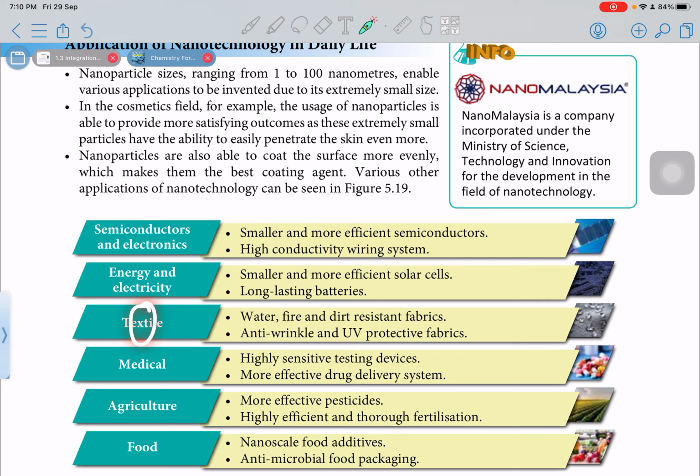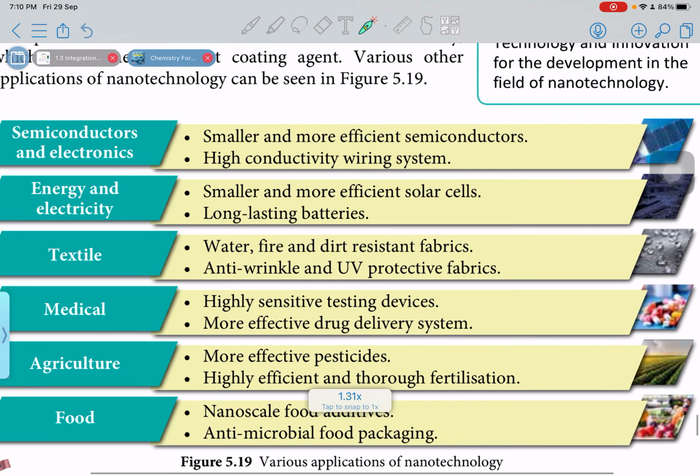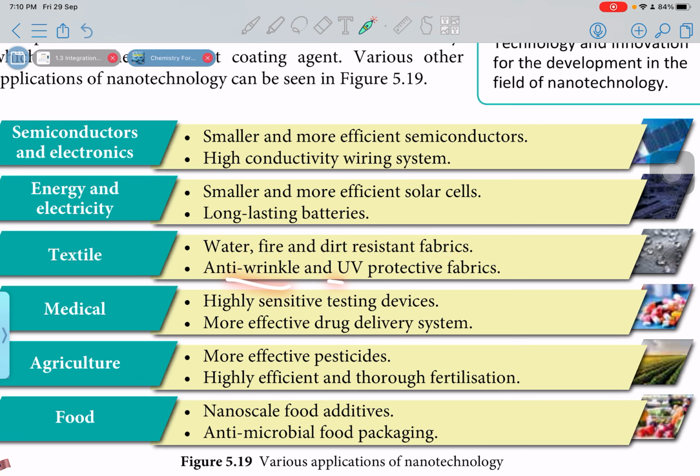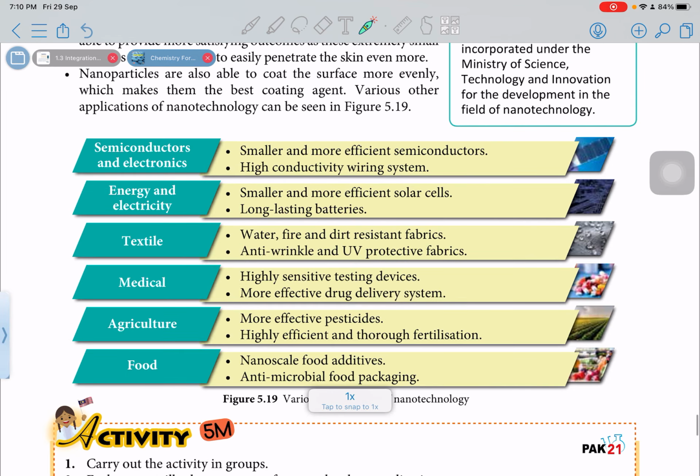And then the textile or kain lah, water, fire and dirt resistant fabrics, anti-wrinkle and UV protective fabrics. So ni pasal textile ni ada keluar dekat soalan SPM Tampas. Soalan objektif, dia bagi macam satu baju, lepas tu soalan tu berkaitan dengan nanoteknologi ni, berkaitan pasal anti-wrinkle cloth.